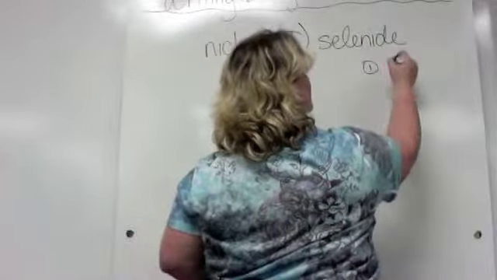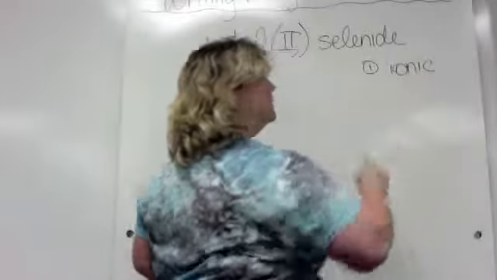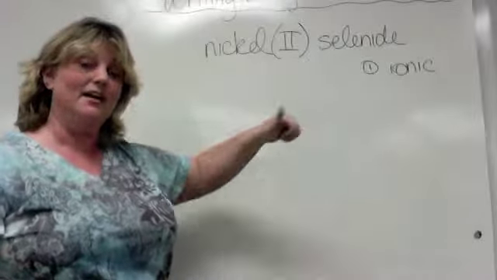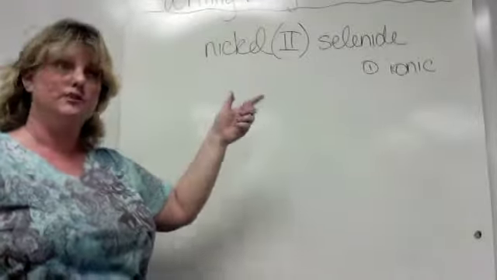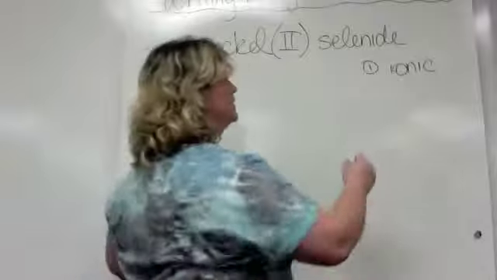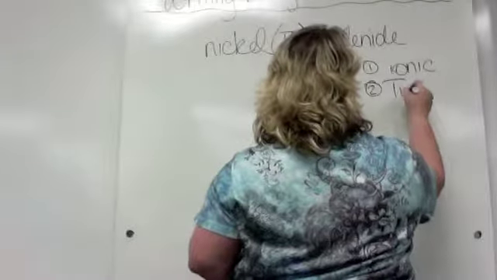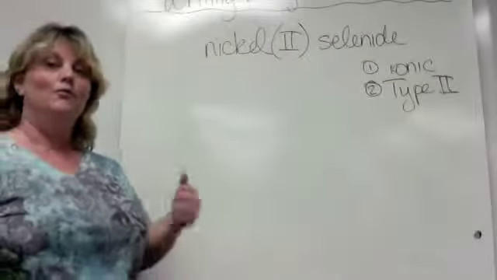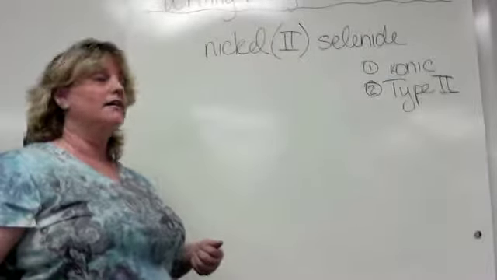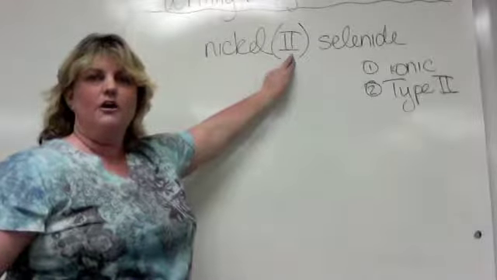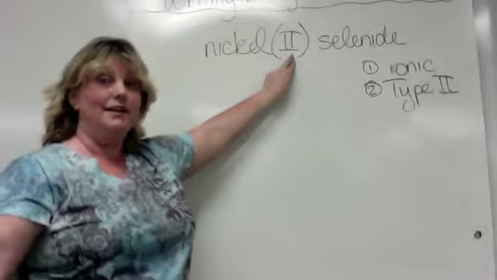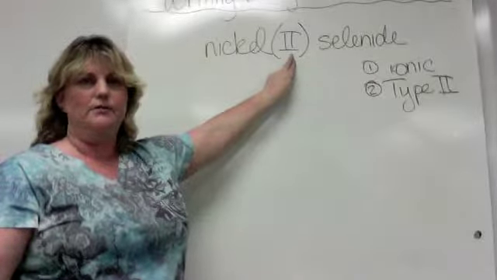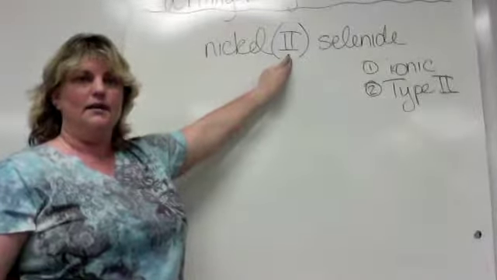So, those Roman numerals tell me that question number 1, I have an ionic compound, and tell me, question number 2, it's a type 2 metal. What that means when I'm writing a formula, that's the charge on the metal. I don't need to look at the periodic table because I'm not going to figure it out from the periodic table. That is the charge right there.